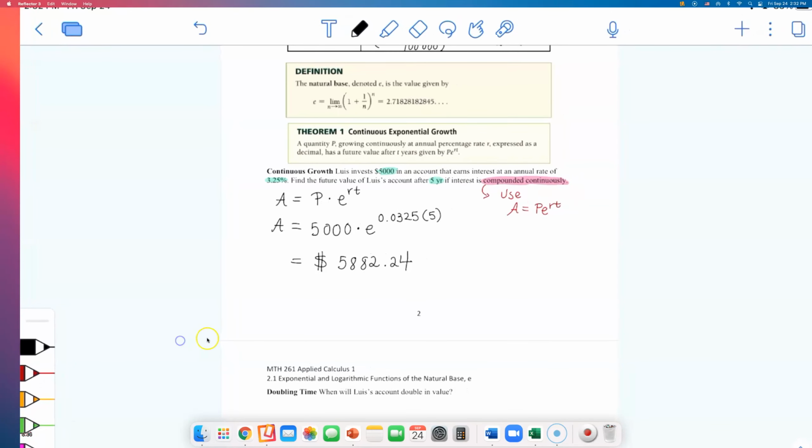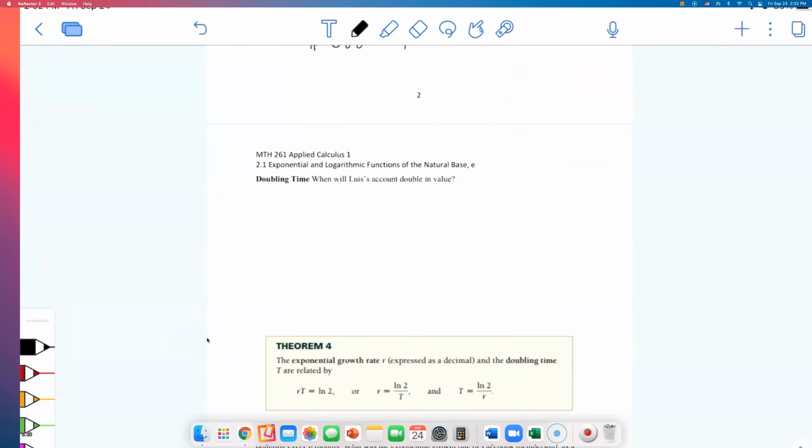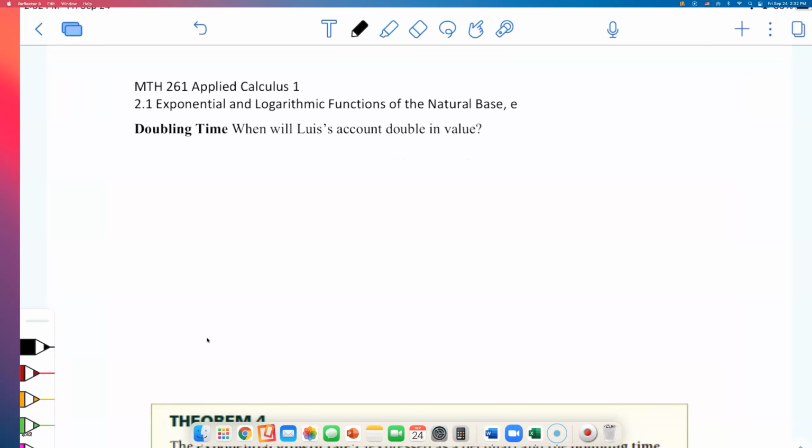So let me go ahead and talk about doubling time in this video too. A very good question is, Luis is wondering, he has $5,000, but he wants to know when will his account double in value. So today he has $5,000, but if he put his money into an account and waits for it to grow, someday his money will double and become $10,000, right? So this is asking, when will Luis's account double in value? We're going to assume continuous compounding.